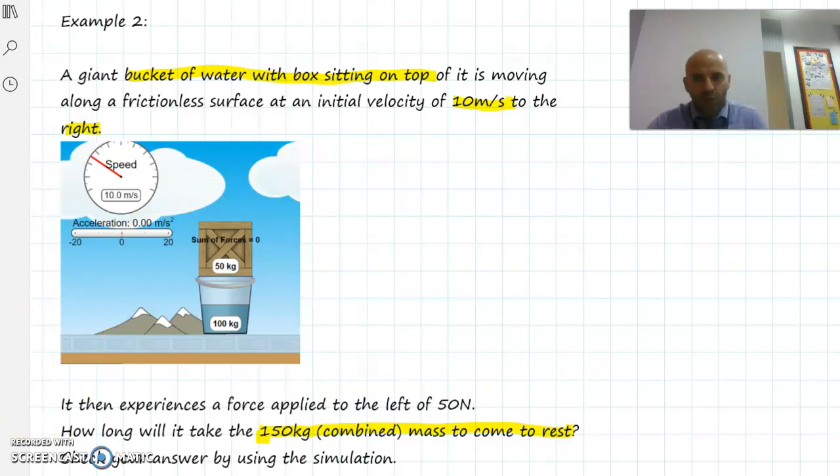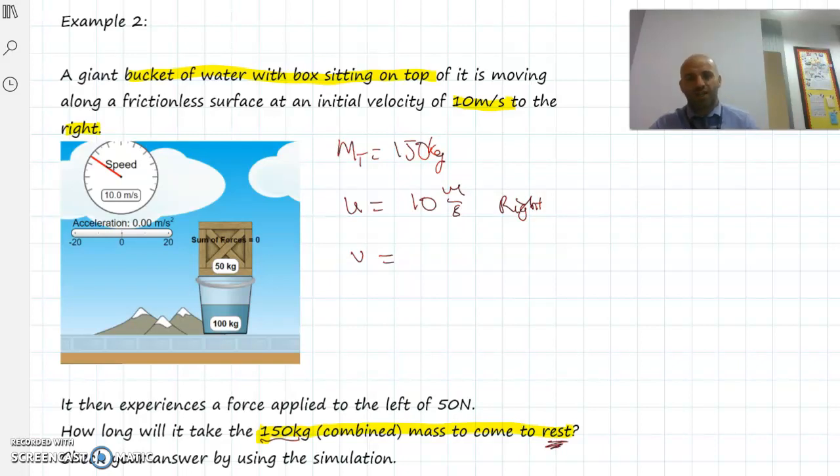So what I will do is, first of all, we know, it doesn't say it here, but we do know down here that the total mass is 150 kgs. We know that the initial velocity u is 10 meters per second to the right. So again, I'll keep that positive because it's going to the right. The final velocity, I want it to come to rest, just like the car crash situation earlier, so that final velocity has got to be 0.